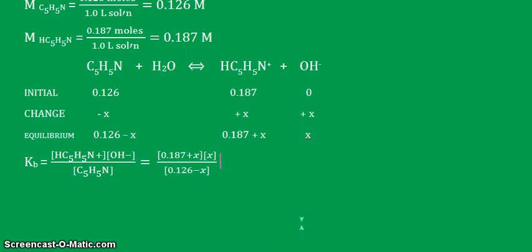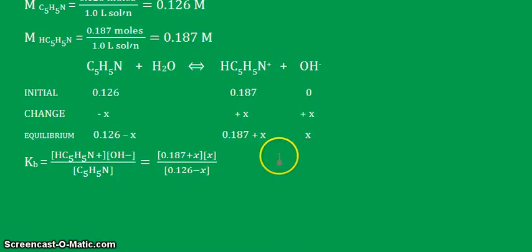Alright, so we now have plugged in the values. You have here 0.187 plus x, that is the concentration of your conjugate acid, multiplied by the concentration, now remember, this is at equilibrium, of your hydroxide ion, which is x, the change, then divided by the concentration of your pyridine, which is 0.126 minus x.